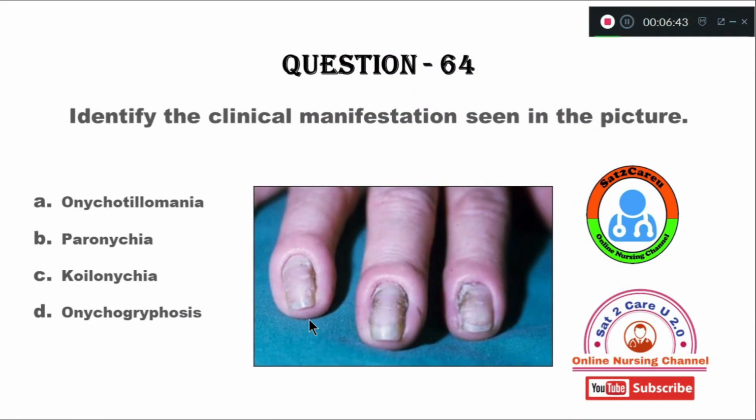Question number 64. Identify the manifestation seen in the picture. The nail of the client shows which manifestation. Option A, onychotillomania. Option B, paronychia. C, koilonychia. Option D, onychogryphosis. So among these four, the symptom which is seen here is called paronychia. Option B, paronychia. There is a green color which is evident characteristic feature of paronychia.